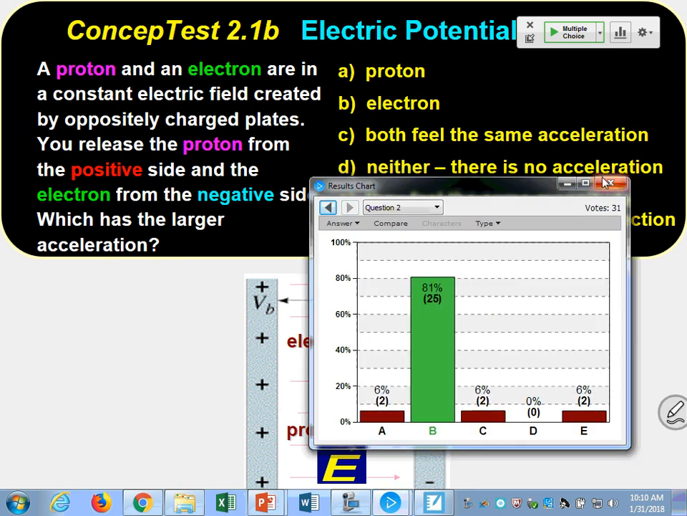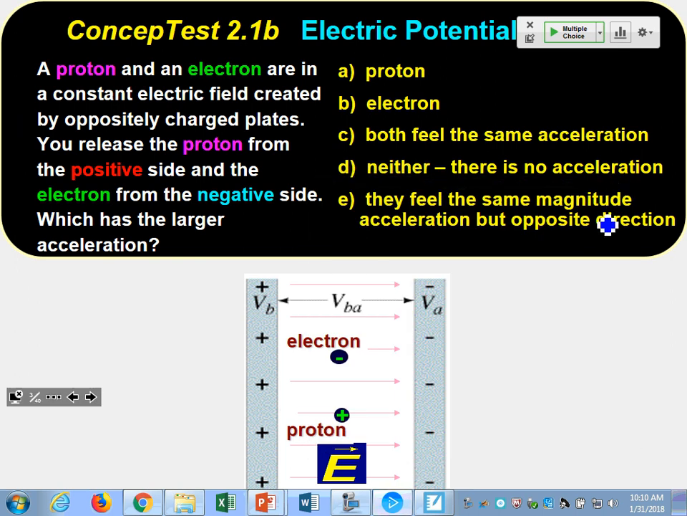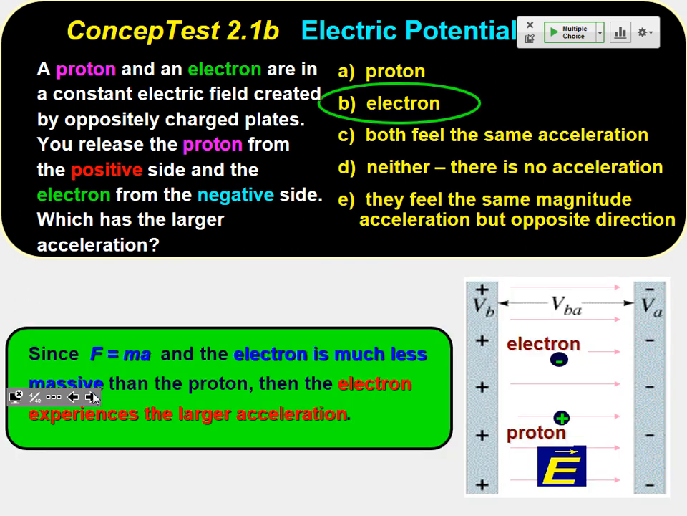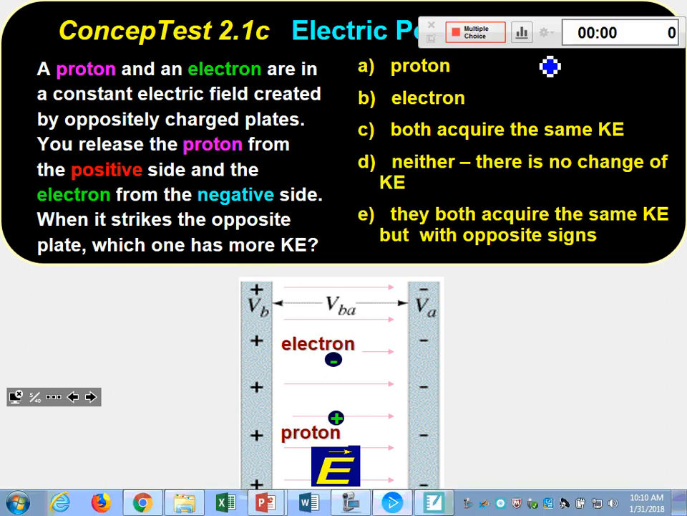Okay, good. B is right. The electron, it's itty bitty. It's like 1/10,000th the proton's mass. And so it feels the same force, but it gets a much larger acceleration. Which one has more kinetic energy?